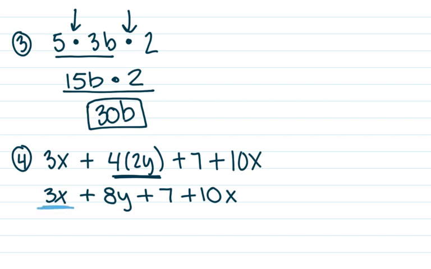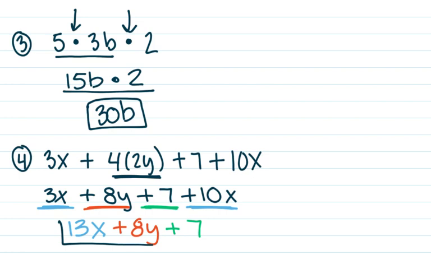First of all, I see I have 3x. If I go on down, I also see I have plus 10x. That is a grand total of 13x's that I can add together. I see I have a plus 8y, and I don't see any other y. So that's just going to stay the way it is. And then I also see a plus 7. And again, there are no other numbers without variables, so that is going to stay alone by itself as well. And so my grand finished expression is going to be 13x plus 8y plus 7.